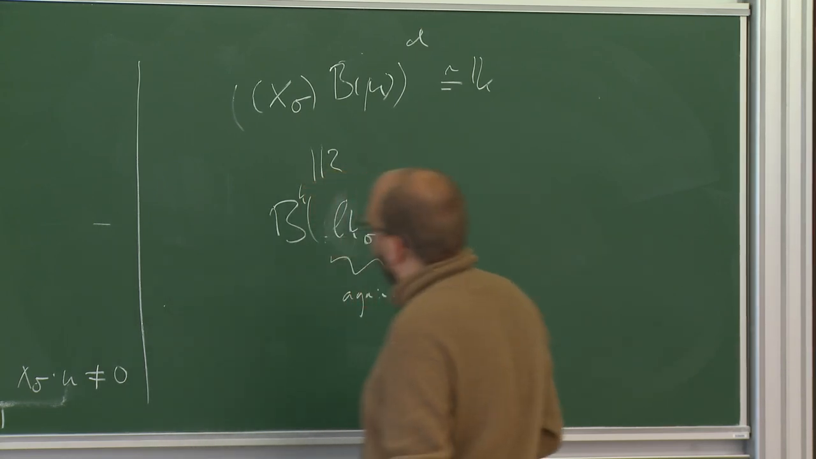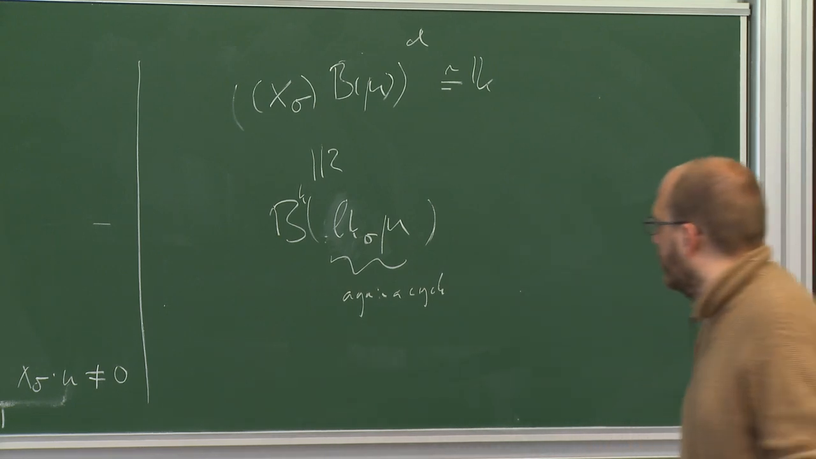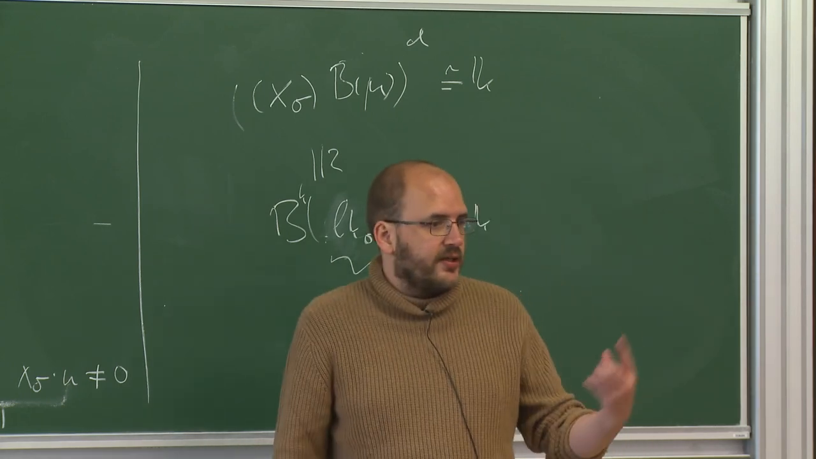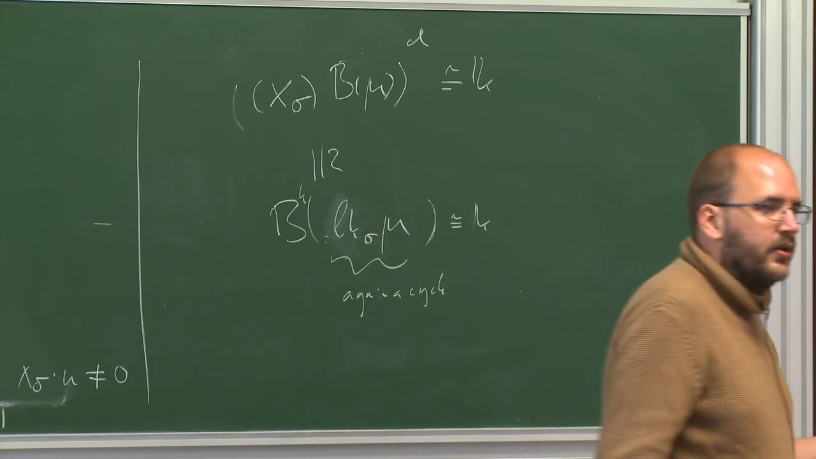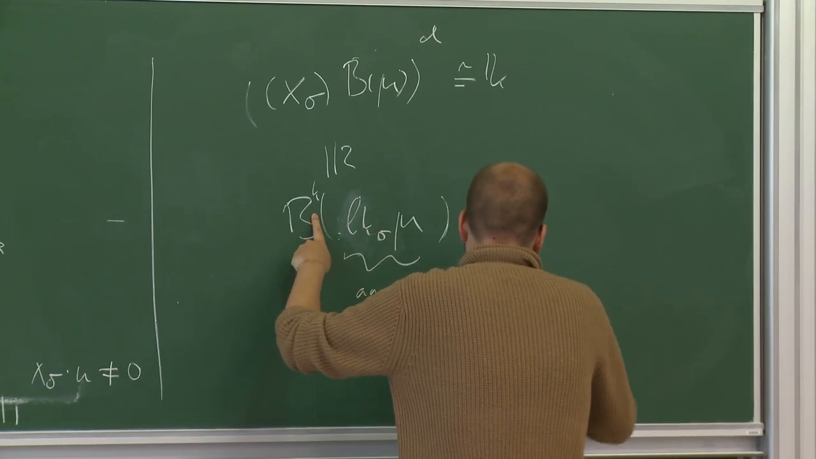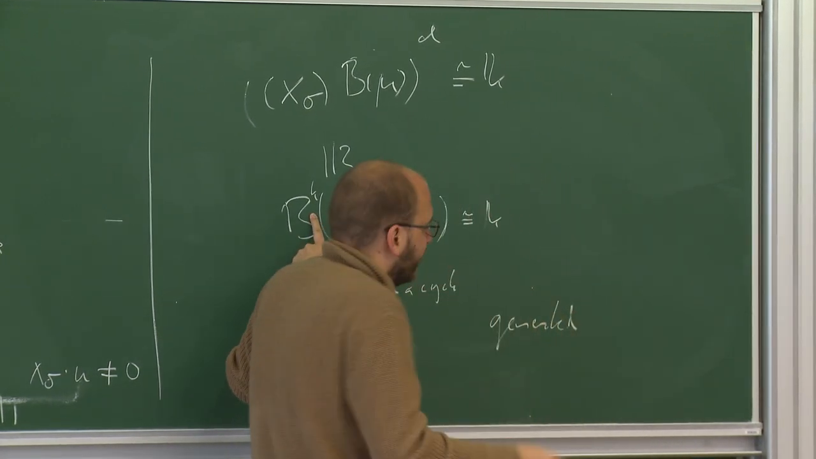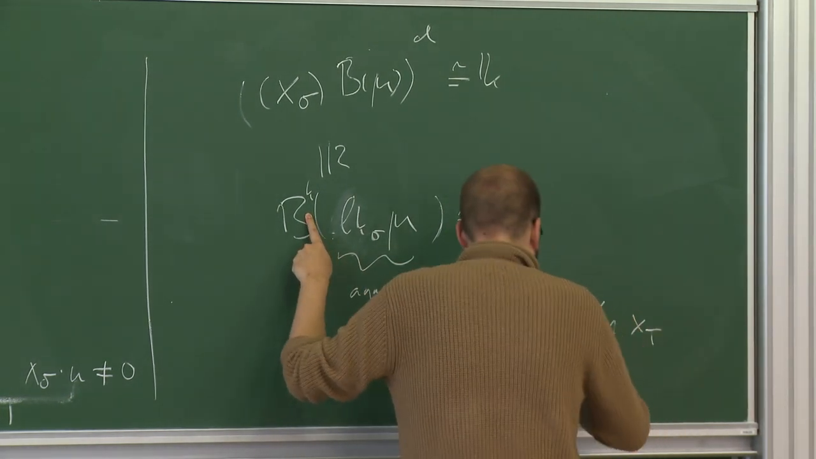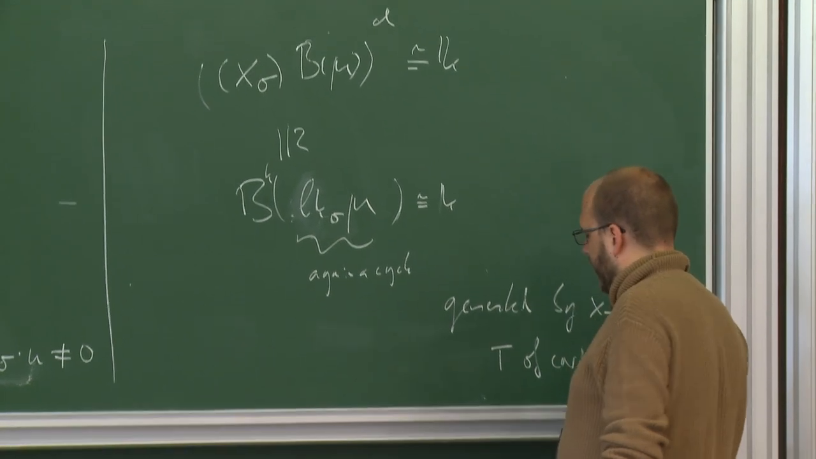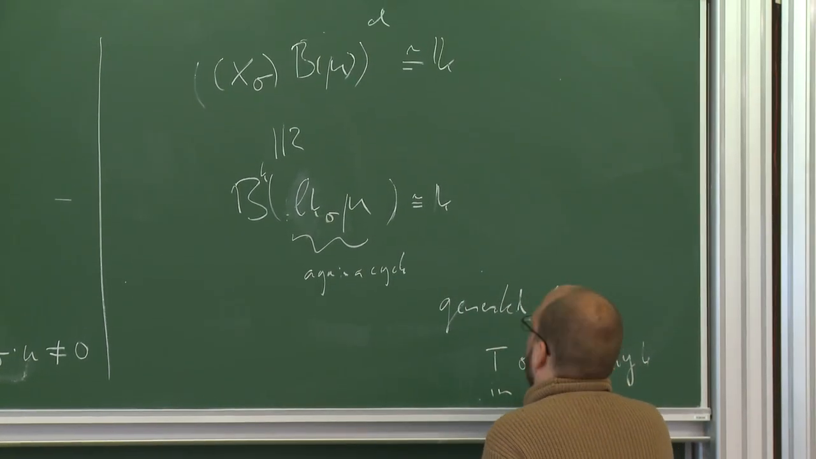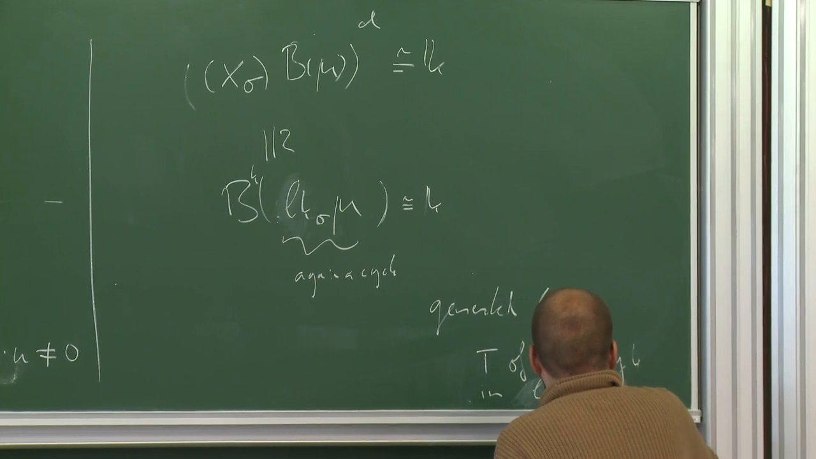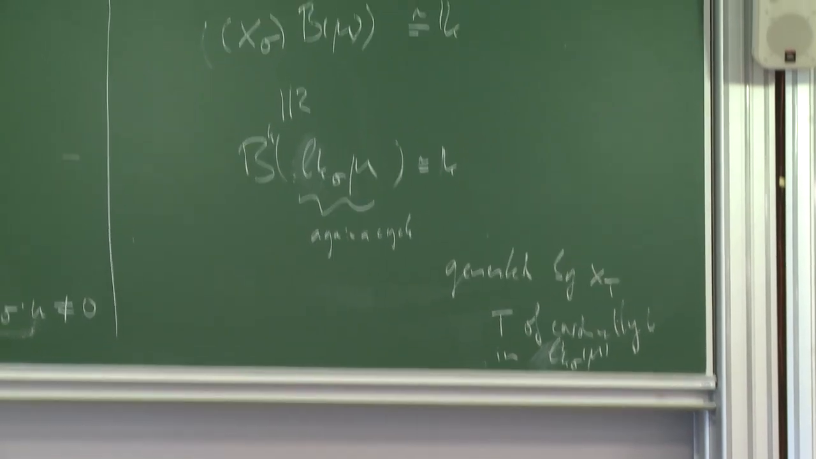So this is again a cycle. And this in degree d is actually isomorphic to the degree k component, because I took the link. In particular, this here is isomorphic to K, so it's a one-dimensional space. In particular, it is generated by a single square free monomial. The degree k component of this is generated by a single element x tau, by tau of cardinality k in the link of sigma in mu. It doesn't matter which one you take. Fine. So far, so good.